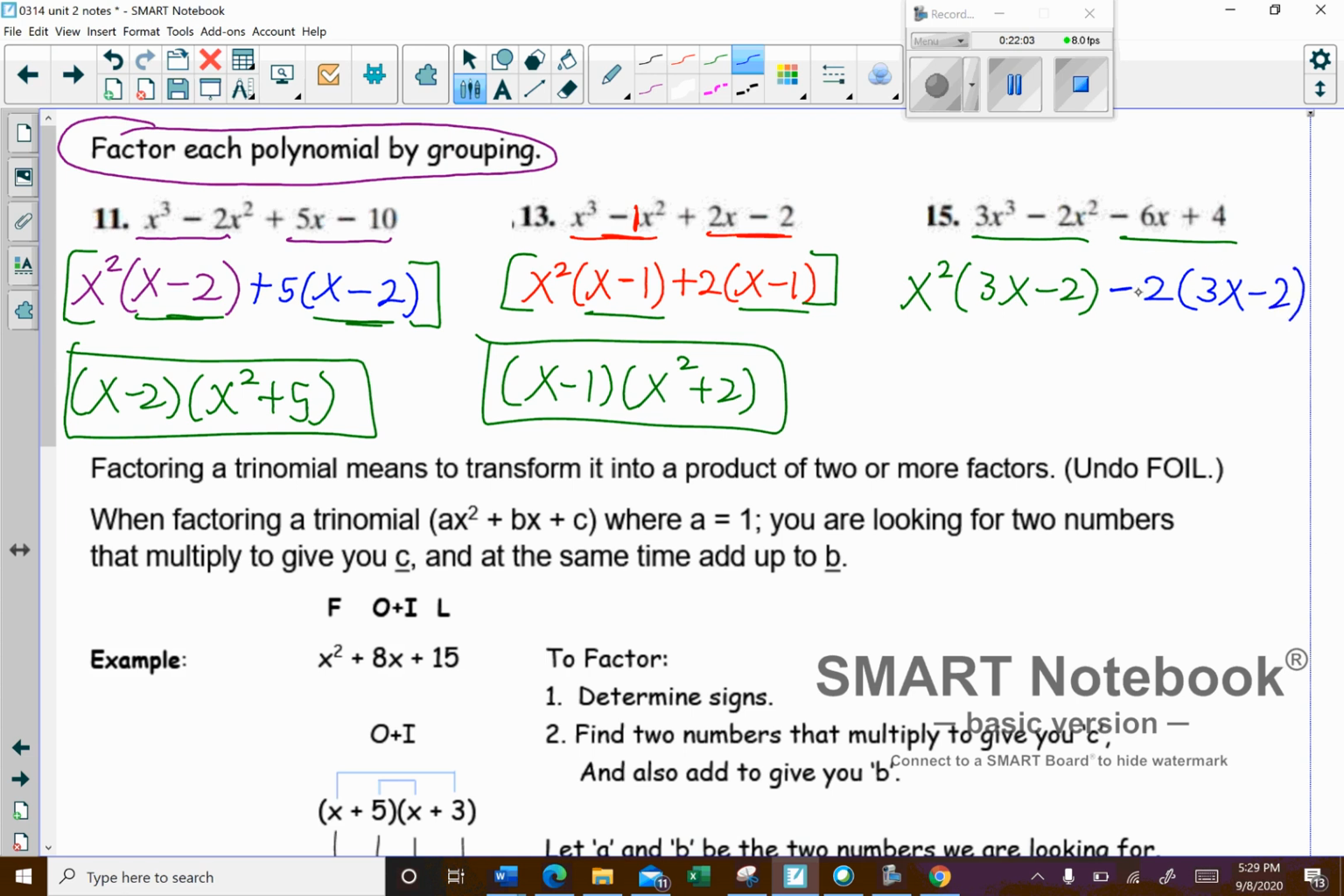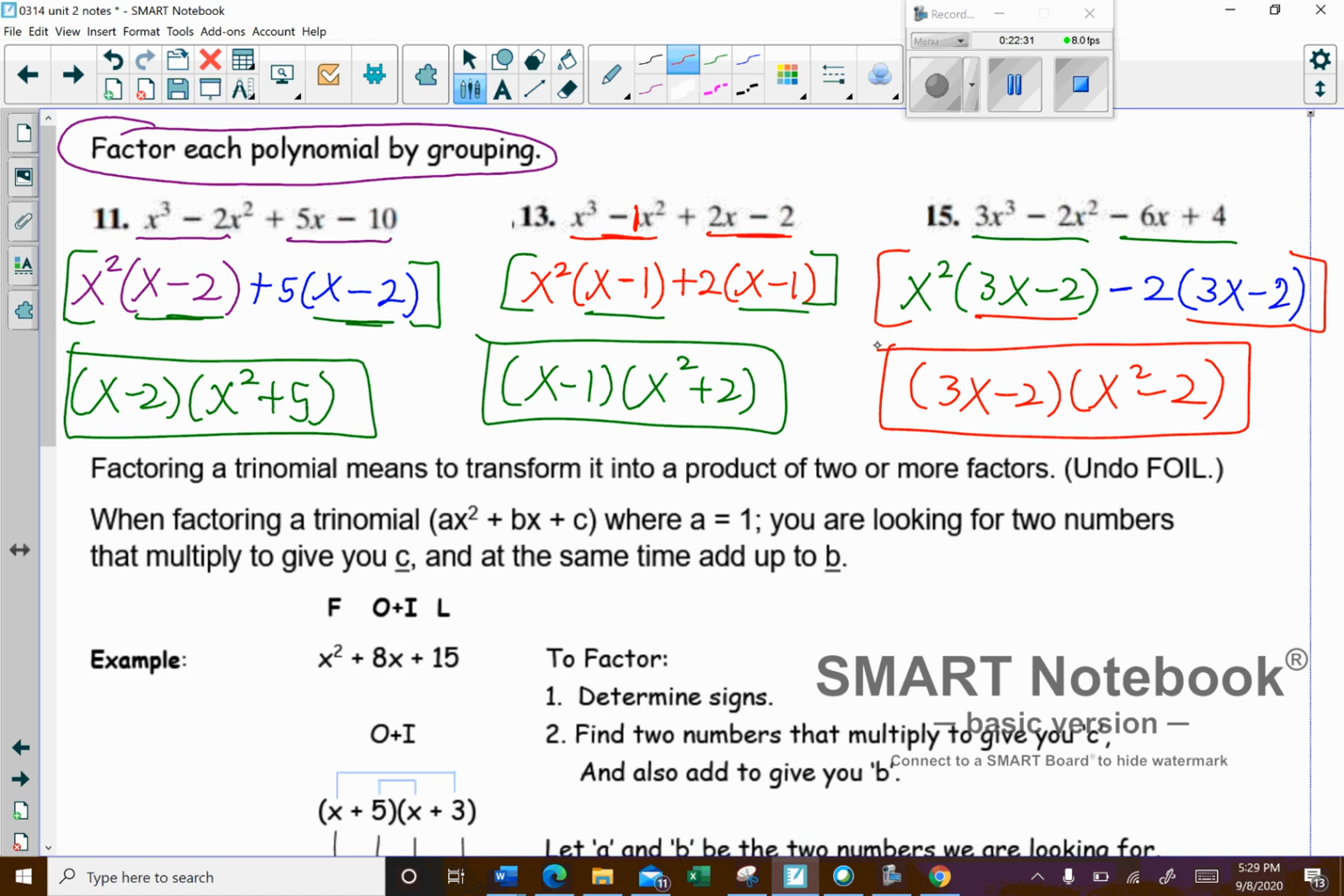And once again, you could check it. If you were to multiply a minus 2 by both of these, you'd get a minus 6x, and you would get a plus 4. So hopefully you're seeing that connection. And then from here, we'll factor out that common factor, 3x minus 2. So 3x minus 2. And then the leftovers are going to be our x squared minus 2. All right. So I know that was a lot.